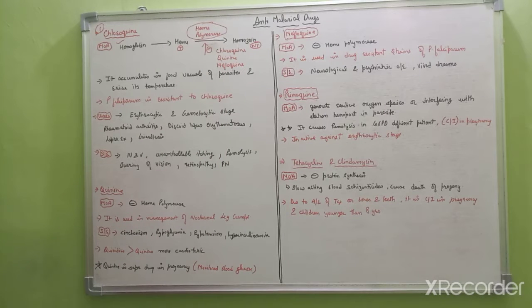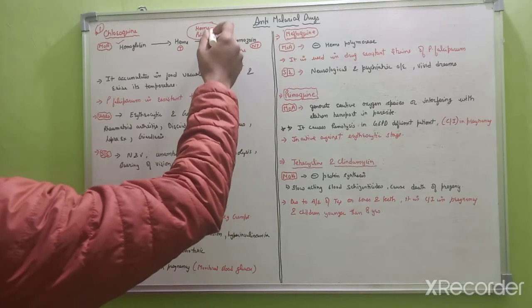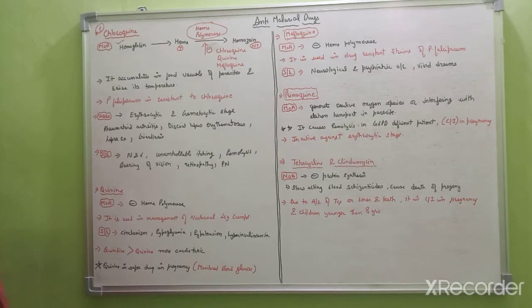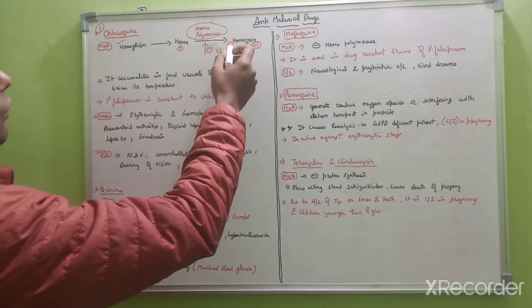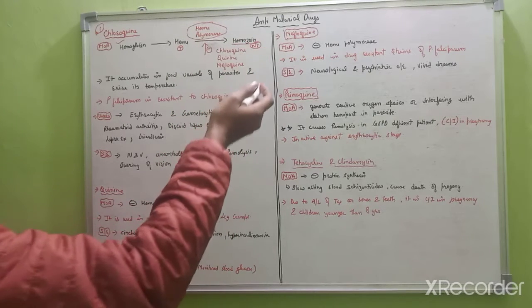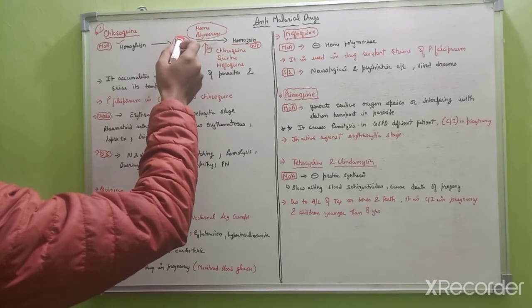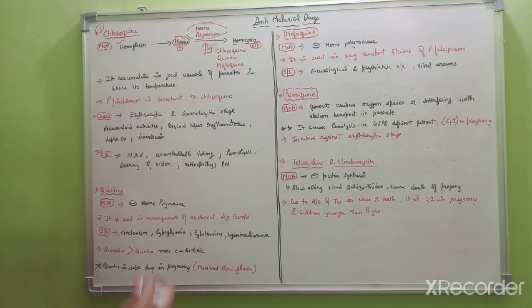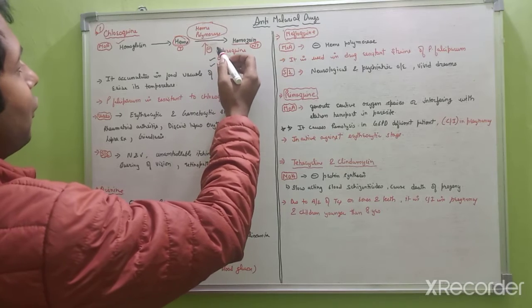So what will chloroquine do? This chloroquine will inhibit the heme polymerase enzyme. If heme polymerase enzyme gets inhibited, then there will be no formation of hemozoin, which is loved by the parasite. So there will be accumulation of the heme there, and this heme is toxic to the parasite. There are some other drugs also which inhibit the heme polymerase, like quinine and mefloquine.